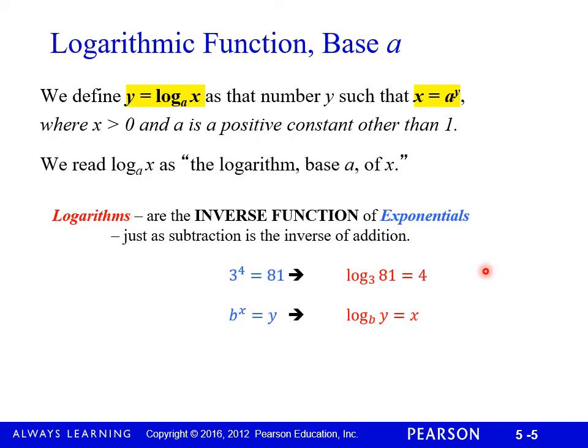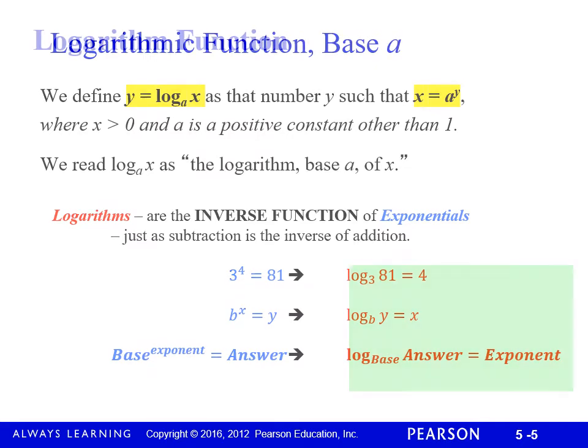Here I've just put in variables so you can see that as well. Base to an exponent x equals y, which is the answer. The base stays the same, so log base b of the answer y equals the exponent. And here it is in language. Base raised to an exponent equals an answer. Log of that same base of the answer equals the exponent. So a log is actually an exponent. It's the exponent. It's the way we undo exponentials.